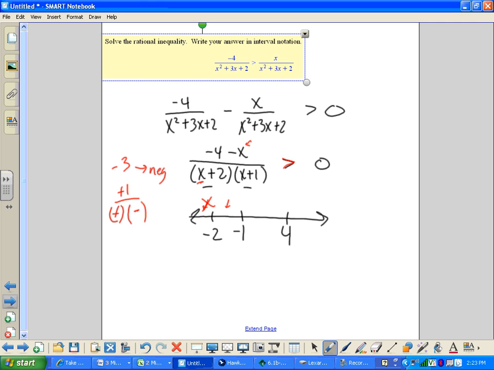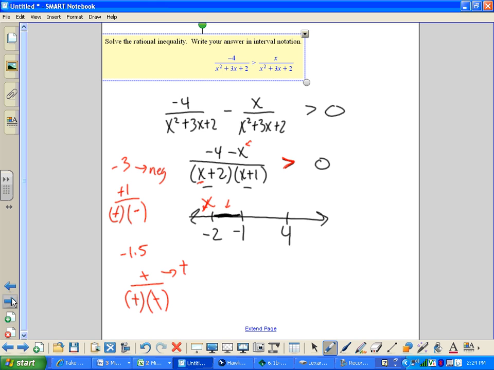So what I could test there would be a -1.5. Okay, so let's put in -1.5, -4, and then plus 1.5. That would be negative. And then -1.5 plus 2, that would be positive. And then -1.5 plus 1, that would be negative. Okay, so those negatives would cancel, and so that would be a positive. Okay, so a positive is greater than 0, so I'm going to have these values including the solution.